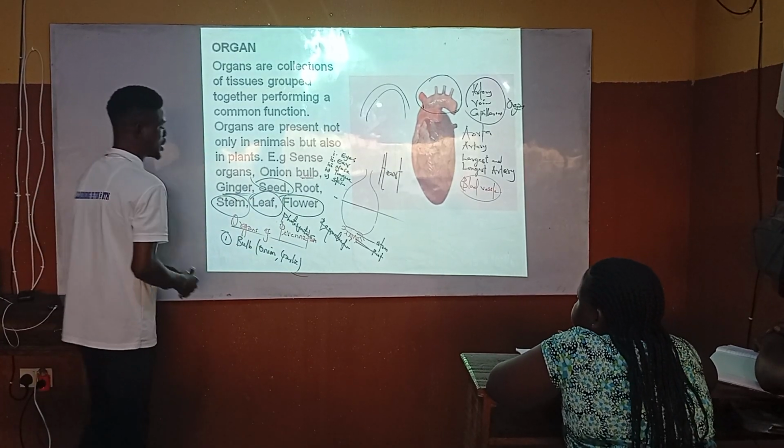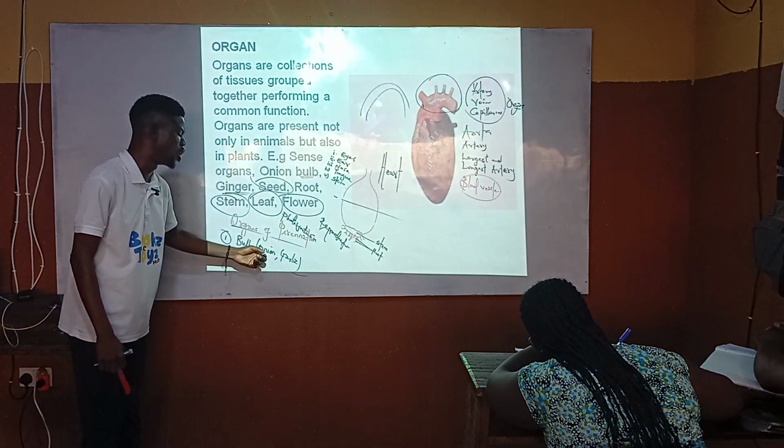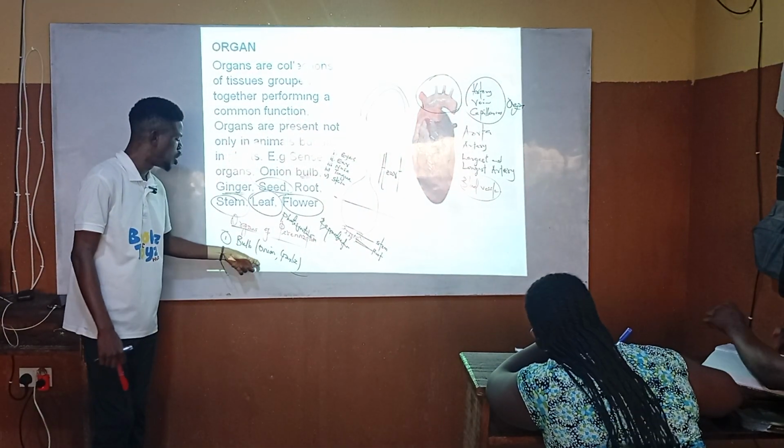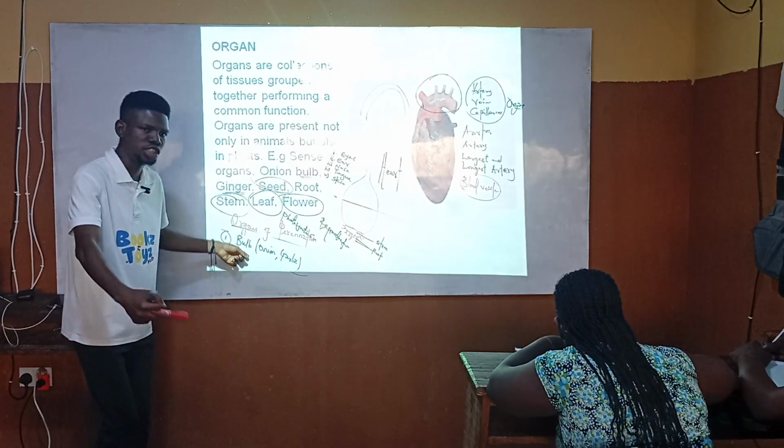So don't forget, I've talked about organs of perenation. So when you hear or you see any example, onion is under organ. Why? Onion is a bulb. What's a bulb? An organ of perenation.